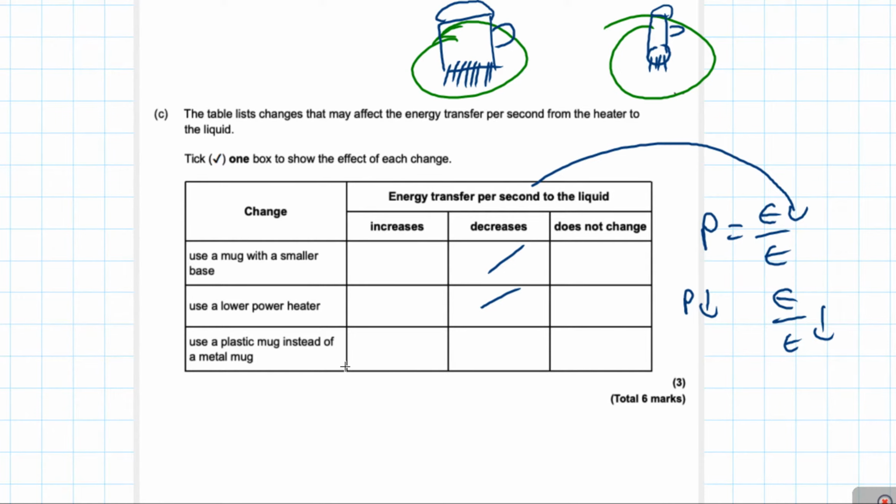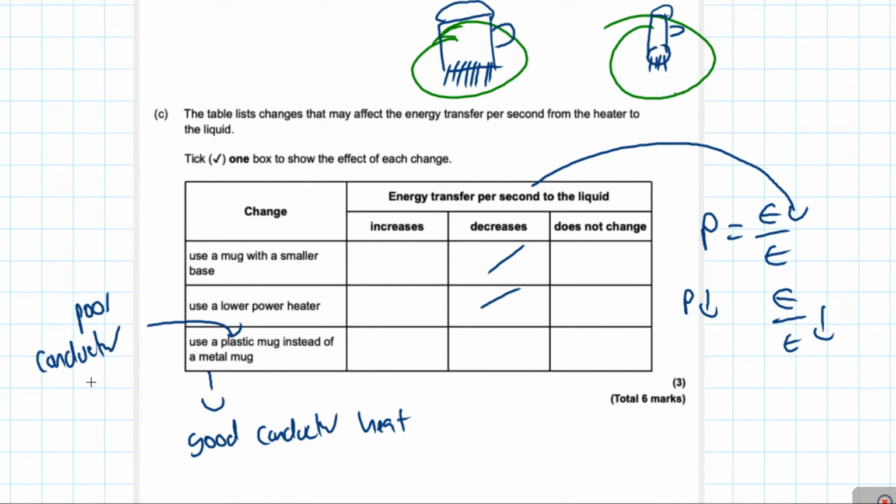And then finally, use a plastic mug instead of a metal mug. Well, a metal mug is a good conductor of heat. Metal is really good, it will transfer the heat very well. If you've ever used a metal pan to boil up water, for example, it gets hot very quickly because it can transfer the energy very well. Meanwhile, a plastic pan is a poor conductor of heat. It does not transfer heat very well. So therefore, for the energy transfer per second to the liquid, a plastic mug is not very good, but a metal mug is a great conductor of heat and will transfer it very quickly.